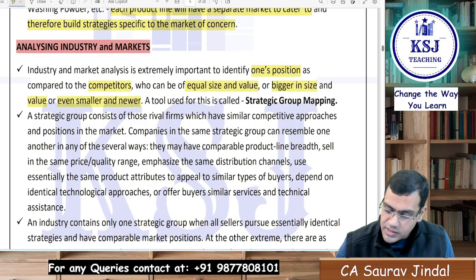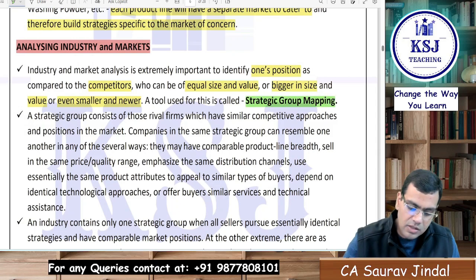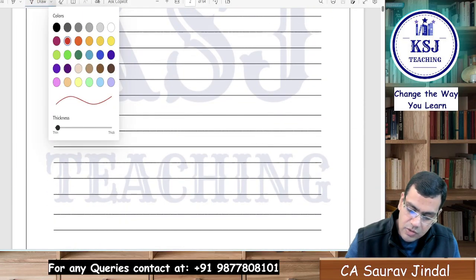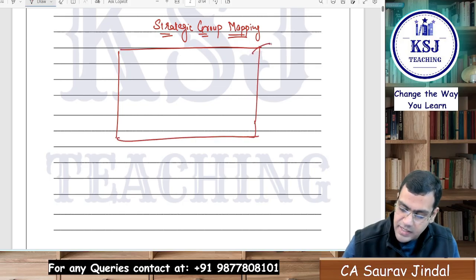Now a tool used for this is known as strategic group mapping. Now try to understand what is there in strategic group mapping. What is this tool known as? He says strategic group mapping, a very simple concept. It is not a difficult concept, but how do we group it? We need to understand it. He says, let's say this is a particular industry. Let's say it is a shoe industry.